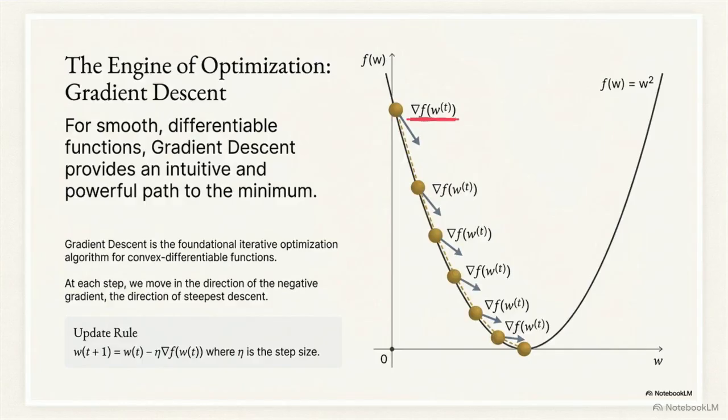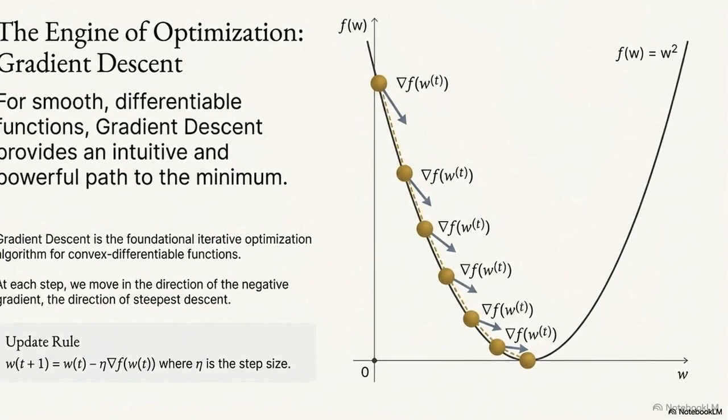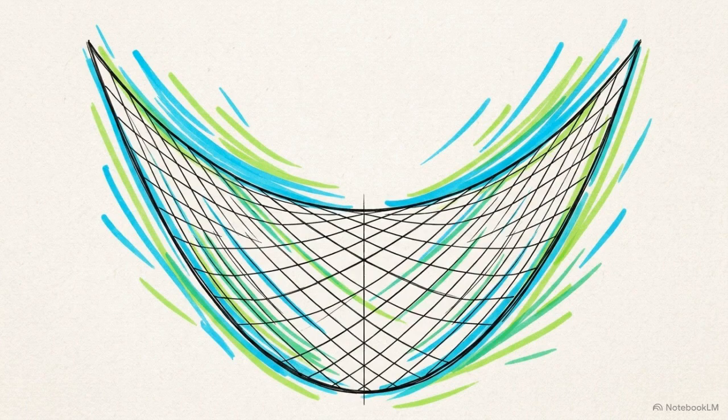For any position on a smooth curve, the algorithm calculates the exact slope, the gradient. These downward arrows represent the steepest descent. By taking each step downward, it inevitably guides itself to the minimum error at the bottom. For perfectly smooth mathematical problems, this iterative process is intuitive, powerful, and flawless.